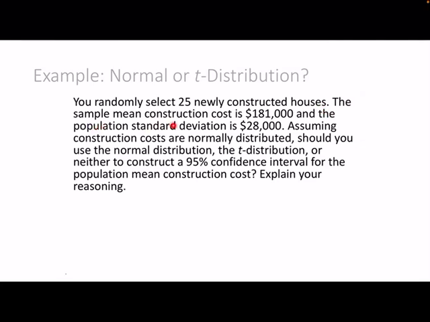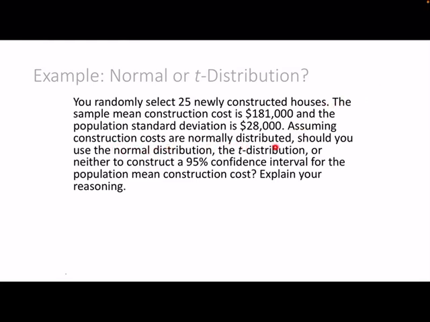The sample mean construction cost is $181,000. Actually, let's practice. What symbol should you use for that on your paper if you were working this out? Sample mean, x bar, equals 181,000. That's what I'm writing on my paper. And the population standard deviation is $28,000. So they're telling us the population standard deviation, sigma, is $28,000. So I'm writing that on my paper.